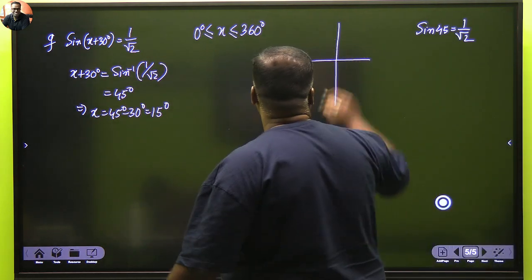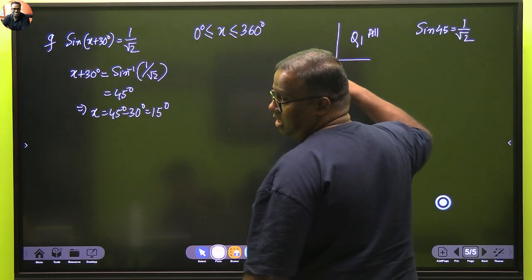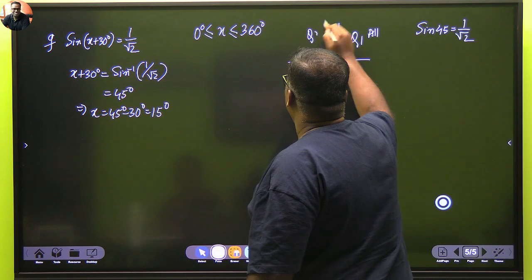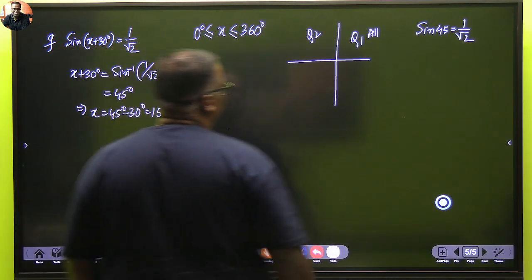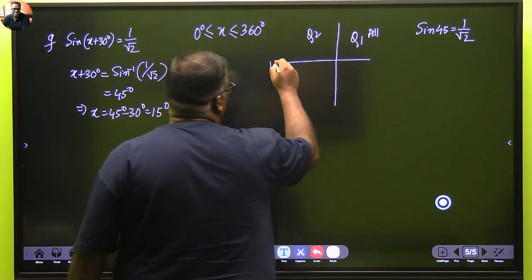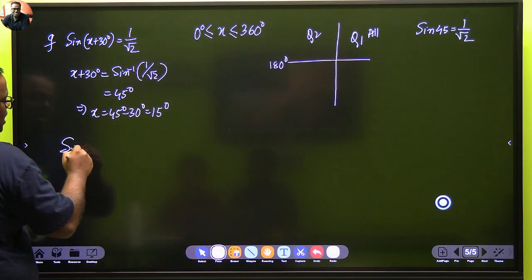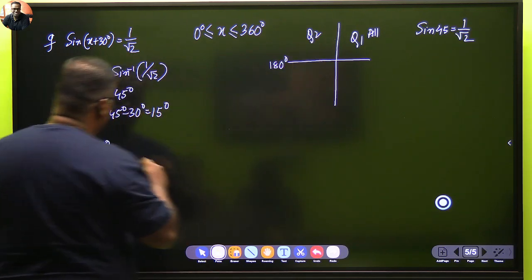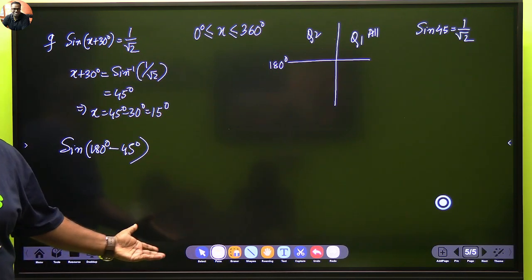ठीक है, sine 45 कहां लाई करता है बेटा? Q1, और Q1 में तो सभी पॉजिटिव है, आपको एक और पॉजिटिव वैल्यू ऑफ साइन चाहिए, और वो कहां रहेगा? Q2 में रहेगा। वेरी गुड। तो Q2 जाने के लिए हम क्या करेंगे? We will use our बाहुबली line of 180 degree. So we will use sine 180 degree minus वही 45 को यूज करेंगे, the same 45 we will use.